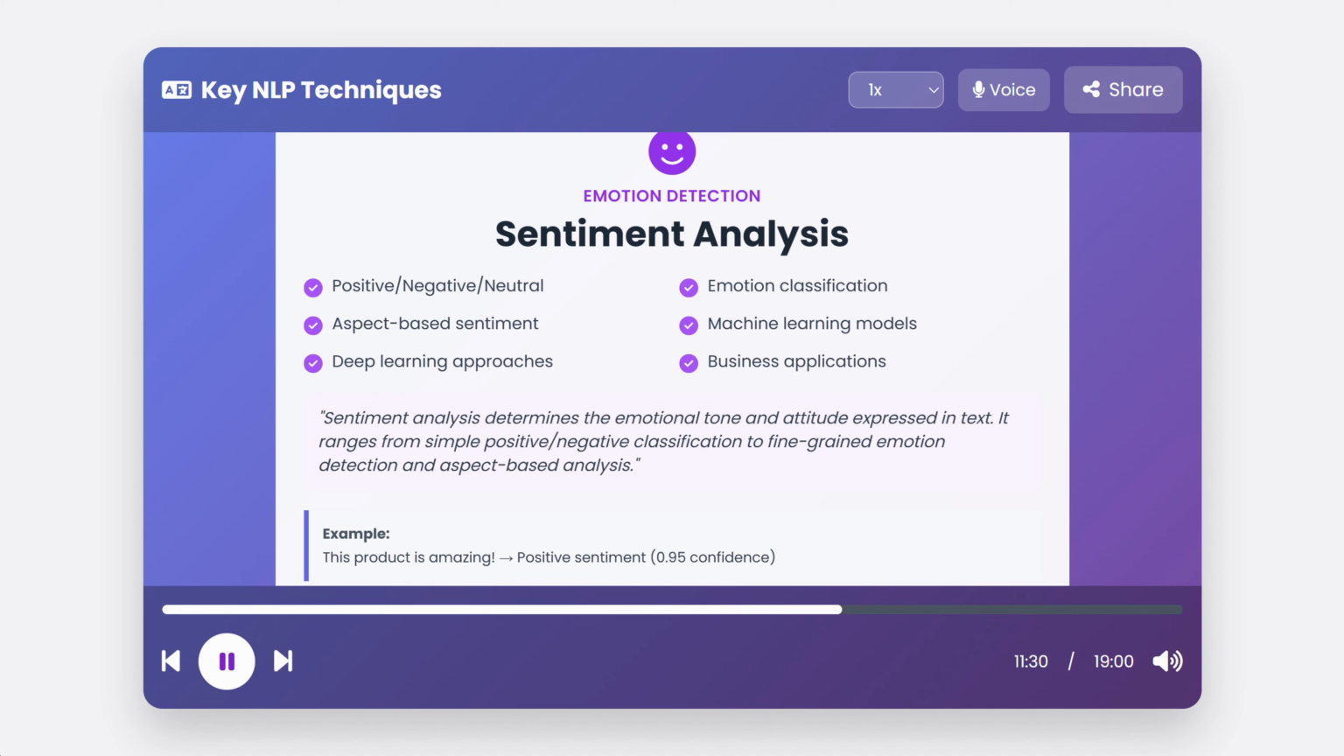This technique has widespread business applications, from analyzing customer reviews and social media sentiment to monitoring brand reputation and improving customer service. For instance, analyzing the review, "This product is amazing. The battery life is incredible, but the price is too high," would not only identify overall positive sentiment but also aspect-specific sentiments, positive for battery life and negative for price.